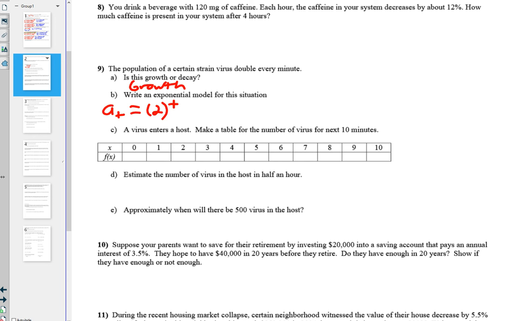So make a table for the virus for the next 10 minutes. When 0 time has passed, when it first goes in, how much virus is there? And then after the first minute, 2. Then 4, then 8, then 16, then 32, then 64, then 128, then 256, then 512, then 1024. Estimate the number of virus in the host in half an hour. That would just be 2 to the 30th.